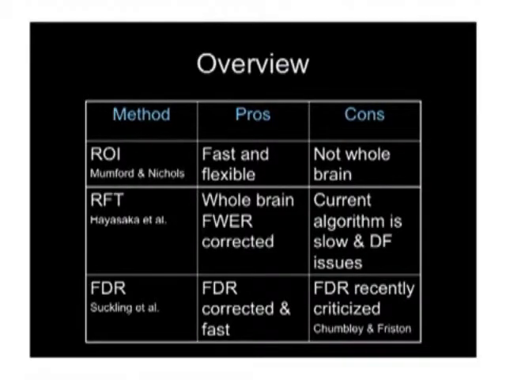And then there's this FDR method. It's nice because it's FDR corrected and it's pretty fast and easy to do. The only drawback is FDR was recently under criticism in the Chumley and Friston paper that came out this year. So it's not certain how many people are going to keep using FDR as a method for thresholding their statistics. But that doesn't mean there's anything wrong with this power calculation approach. As long as it matches the method you're using to analyze your data, it's fine. There are only problems with possibly how you're analyzing your data.